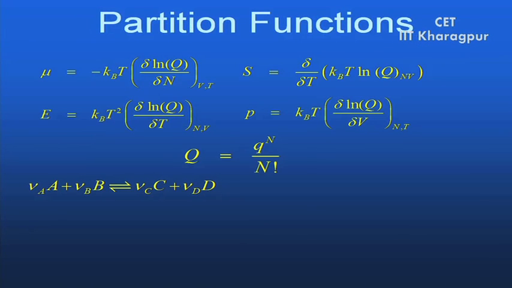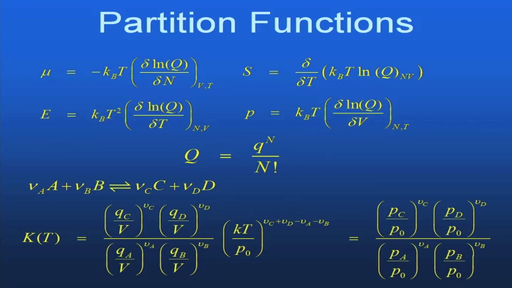Now, expressions for various thermodynamic quantities. Chemical potential has this expression, where Q is the total partition function, at constant volume and temperature. Here it is at constant volume and number. P has this expression. Internal energy has this expression, where Q is Q to the power N by N factorial, as I mentioned earlier.